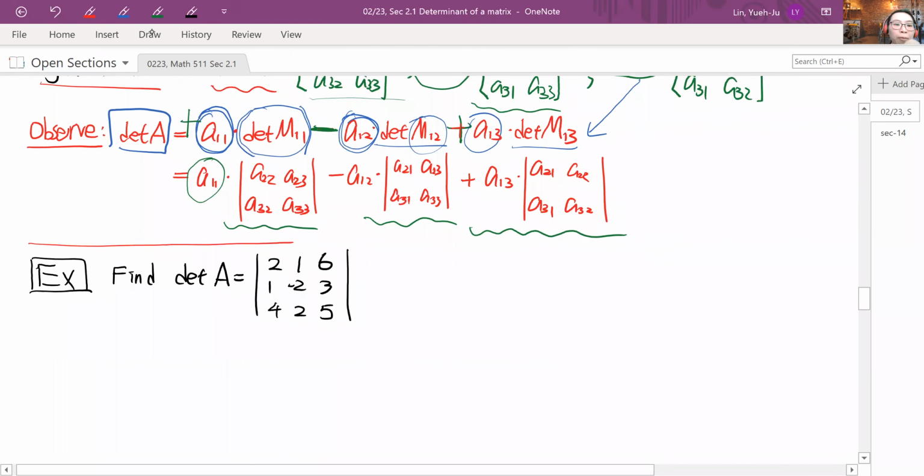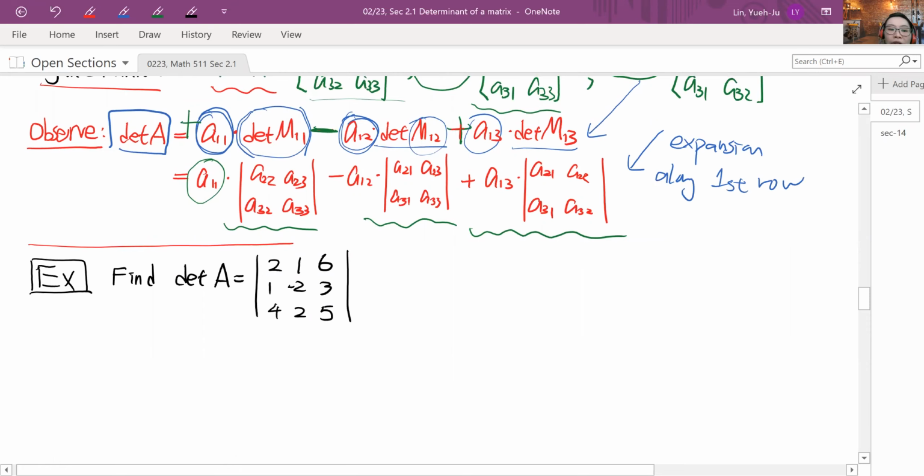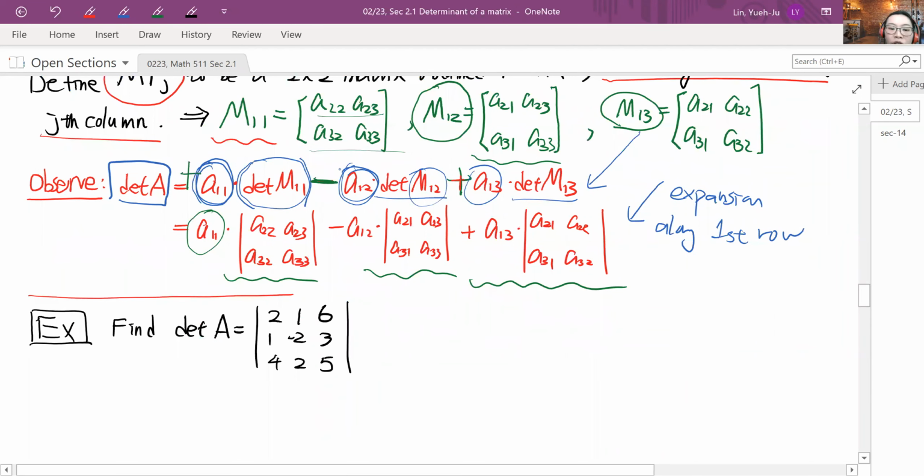If this is the first time you saw this, then you definitely need to practice. A lot of time you need to work on it. This is just algebra and you need to memorize some patterns. First of all, the first formula we saw here is what we call the expansion along the first row. Why do I say that? Because the entries we take out here are A11, A12, and A13, all the entries in the first row.